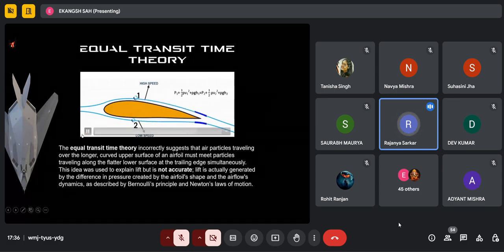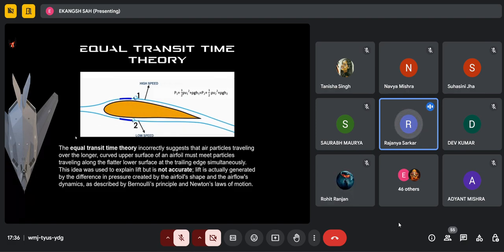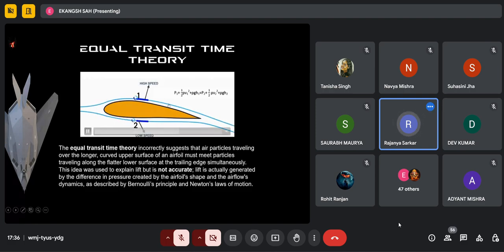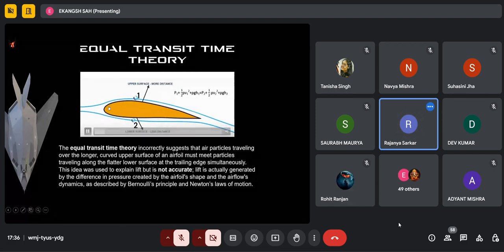So, the first question is how lift is produced. We basically have two different theories regarding this. First of all, we have the equal transit time theory. What does this theory say? As we can see in the animation, as the wind approaches the leading edge and hits it, it gets split into two different streams and continues flowing along the upper surface and the lower one.